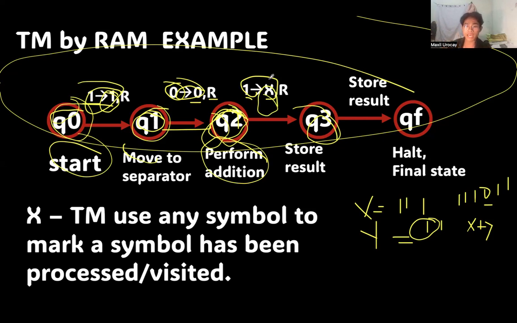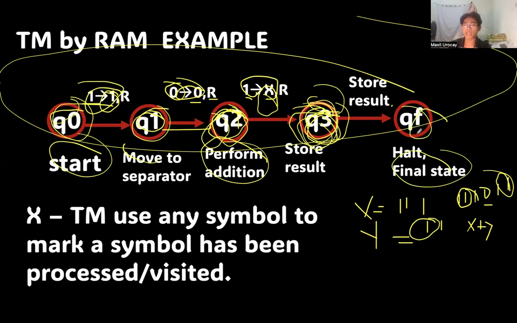So after that, we store our value in our Q3, where we print the results. Right there will be 111 plus 11. That will be 5 here. So we store the result. After performing the addition, we store the results right here, and we return to state QF afterwards, since we will hold to the final state. So we stop in our final state after calculating that one.